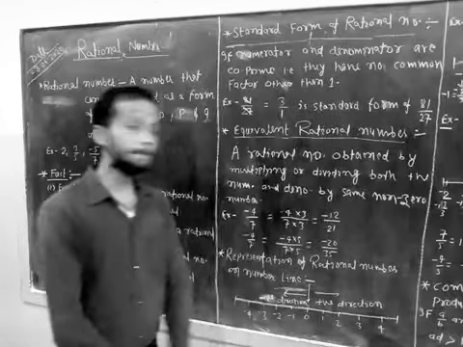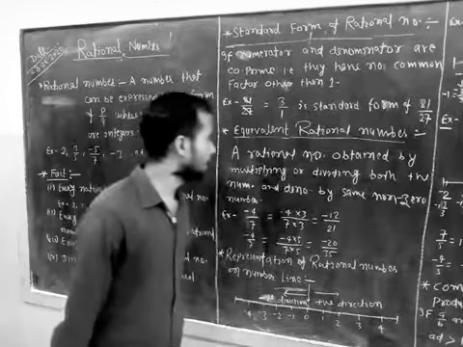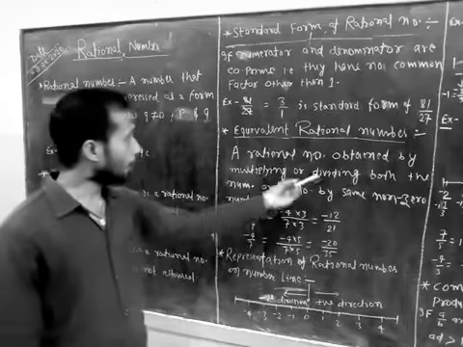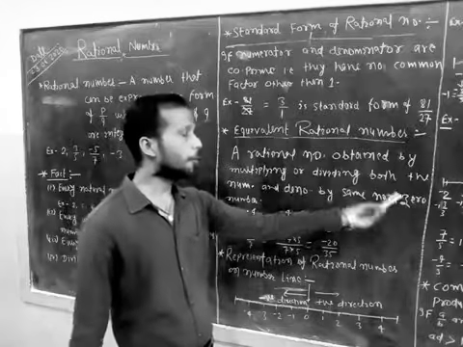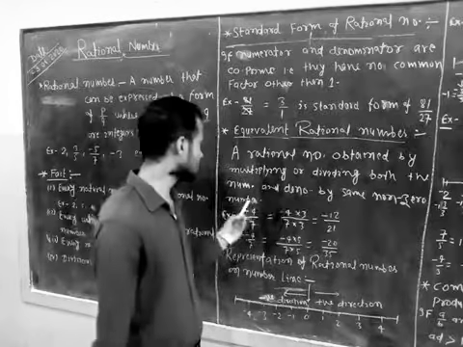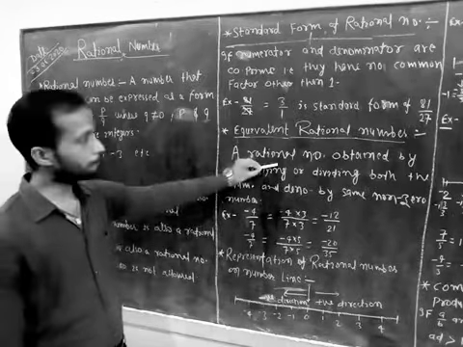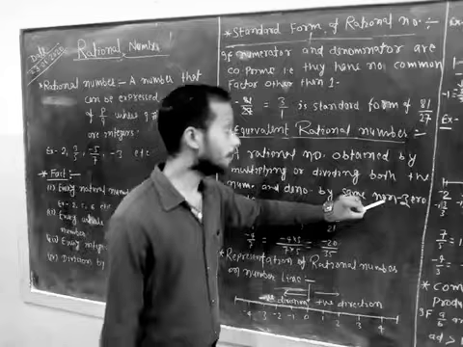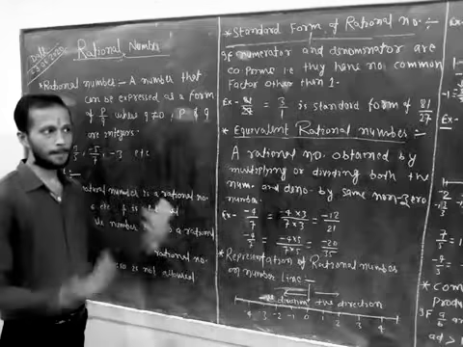Next, equivalent rational numbers. A rational number obtained by multiplying or dividing both the numerator and denominator by the same non-zero number. Non-zero number means 1, 2, 3, 4, 5, minus 3, minus 2, etc.